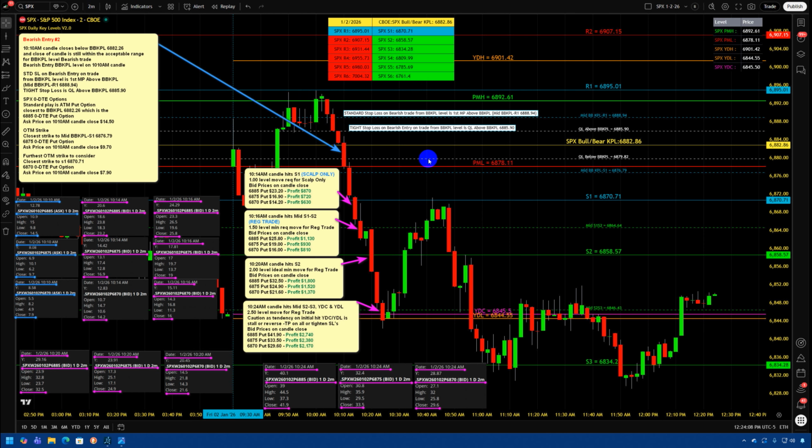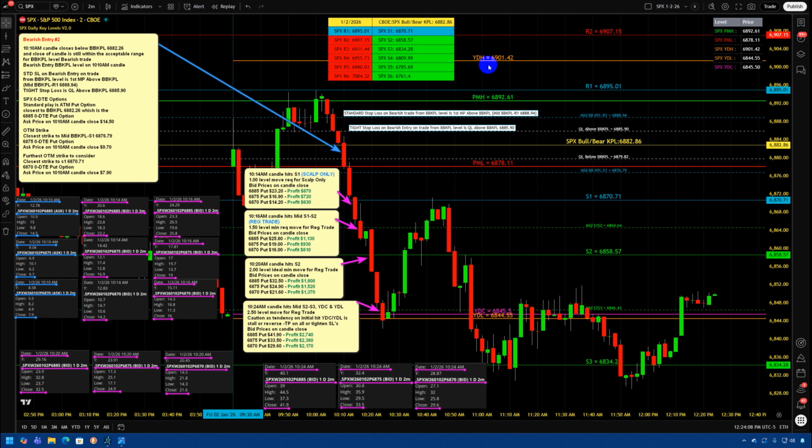And on any given session too, the PML level is also important, because for any significant move to the downside, just like the move to the upside, you're going to have to see price not only closing below the bull bear key price level, but also closing and holding and having successive closes below the PML for there to be any significant downside move.